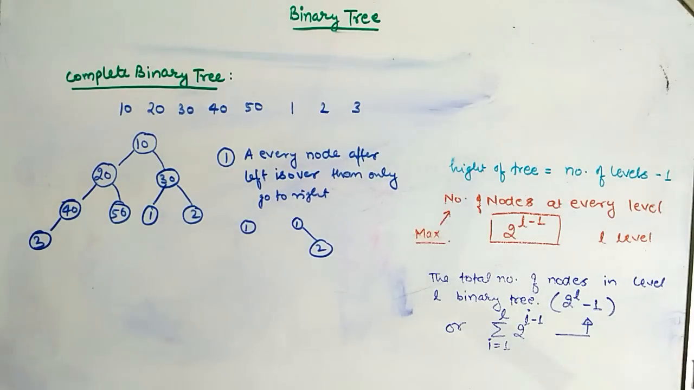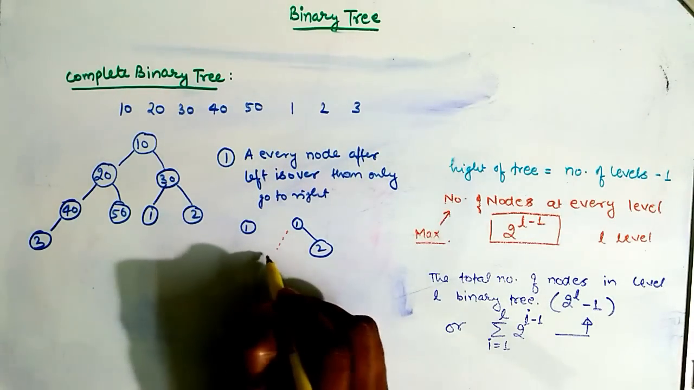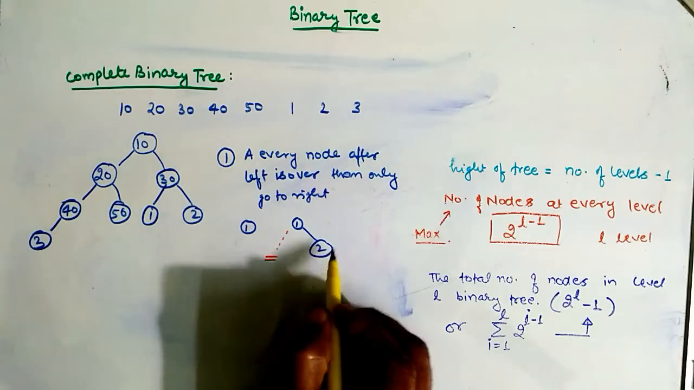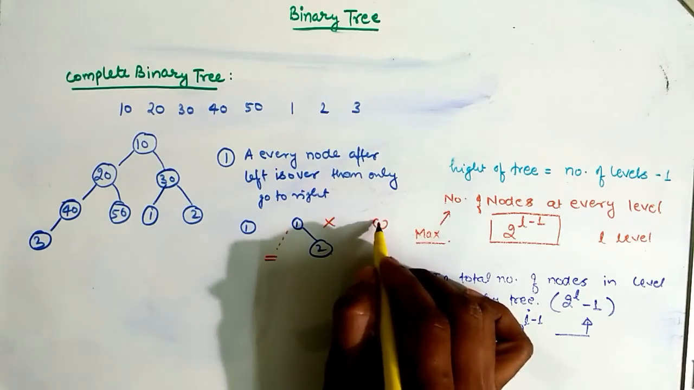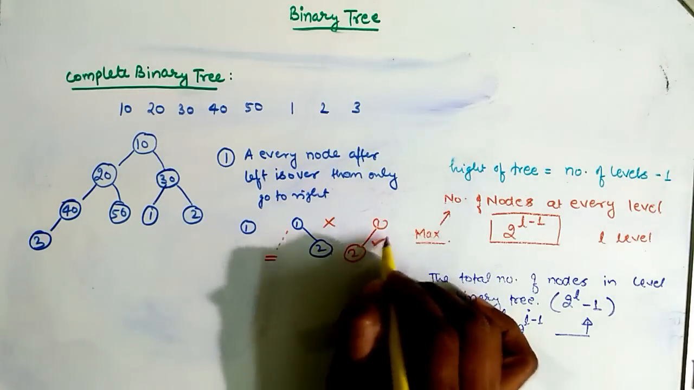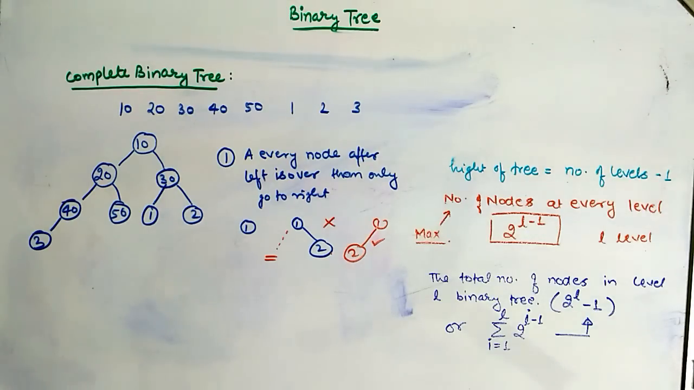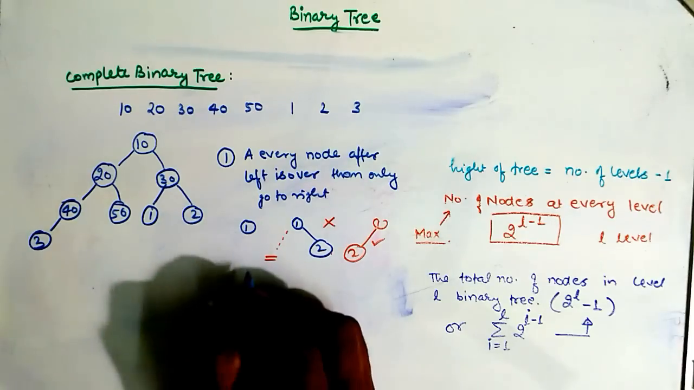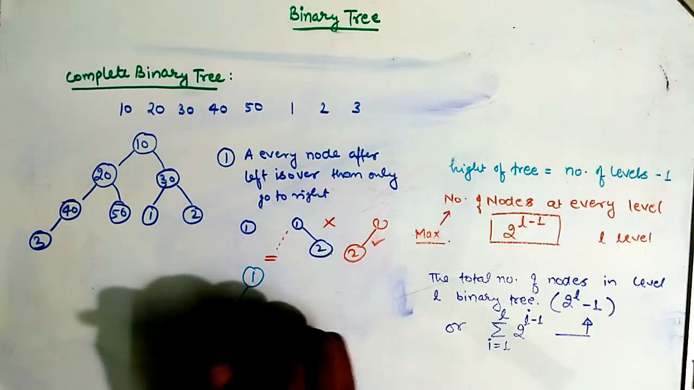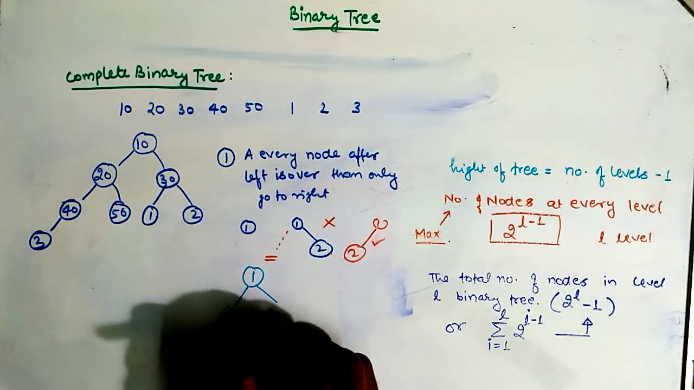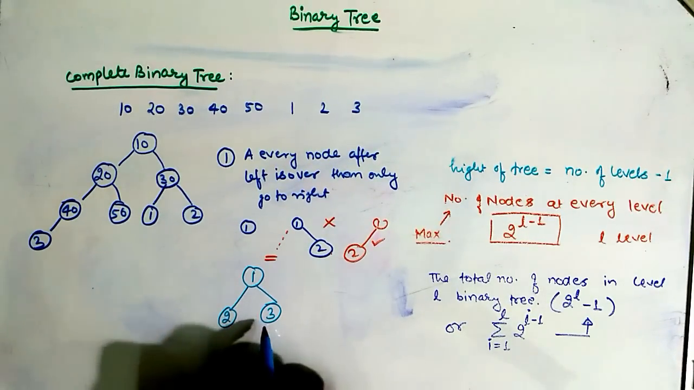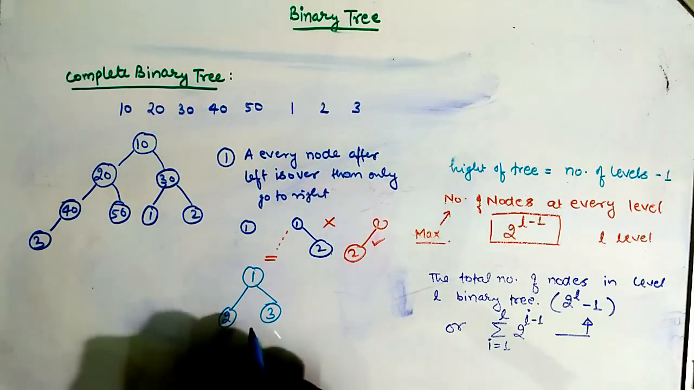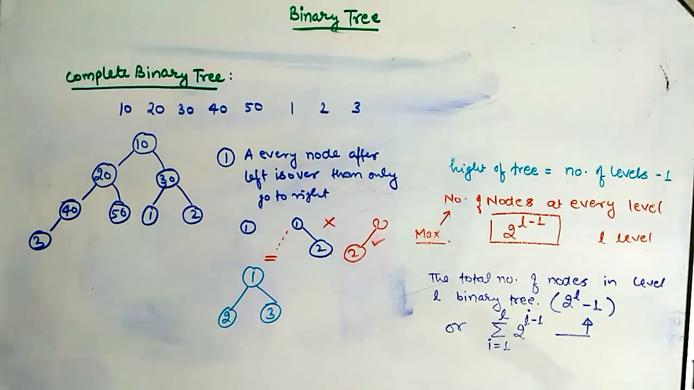Now tell me, this is not a complete binary tree because here we have a space for the left and we insert the node at the right. So it is not a complete binary tree. Now this one is a complete binary tree. Yes, because we insert it in the left first, and again this node is also a complete binary tree because we insert 2 first, then 3. So this is a complete binary tree. So it is a first property.